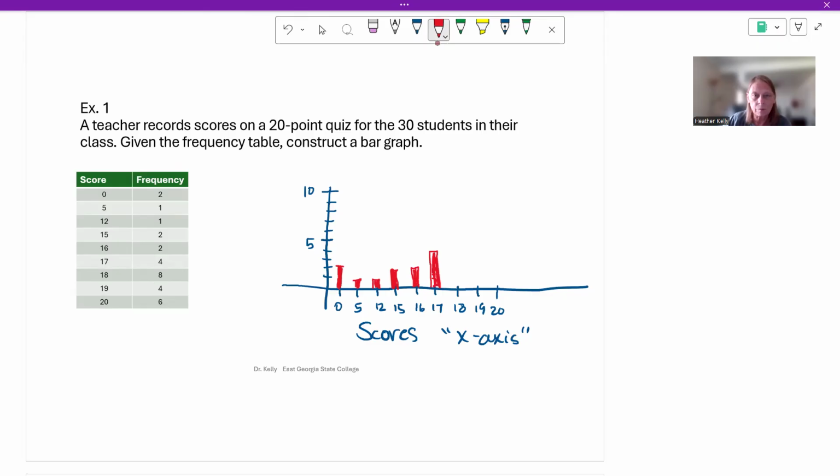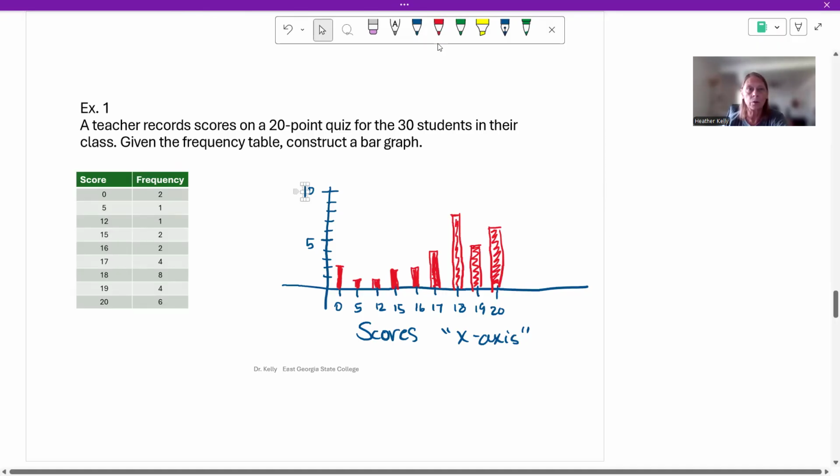And I'll tell you, sometimes it's easier to come across here and hit up where 8's going to be and then come down. And then we have 4 again. And then we have 6. And there is our bar graph based off of our frequency table.